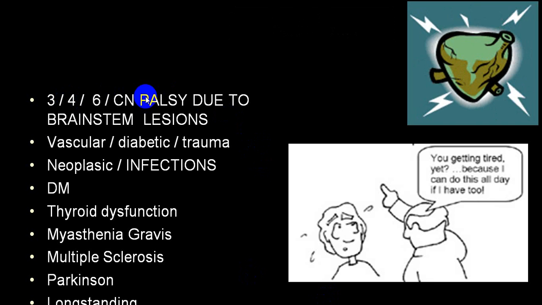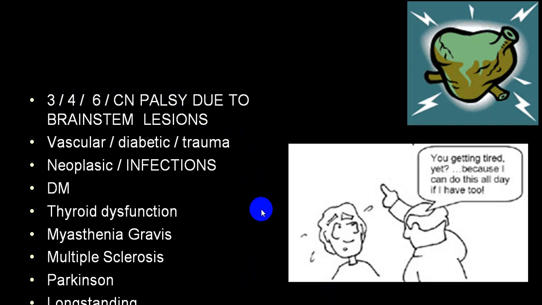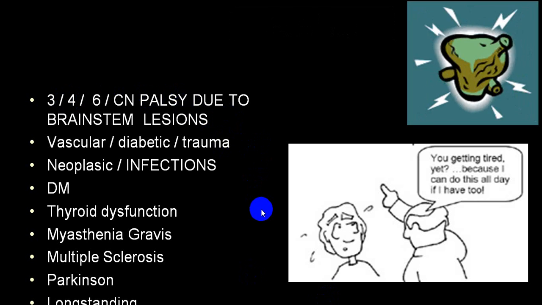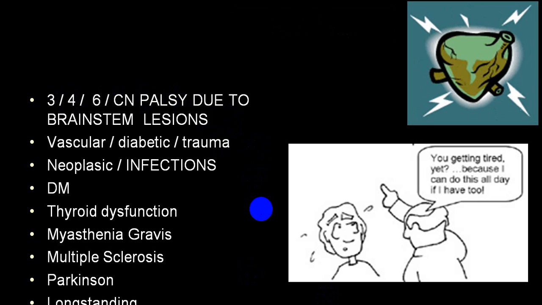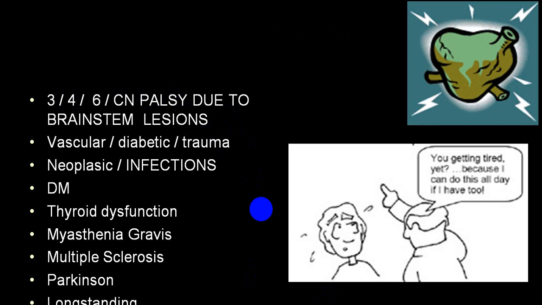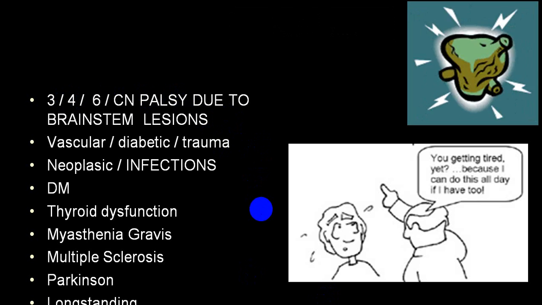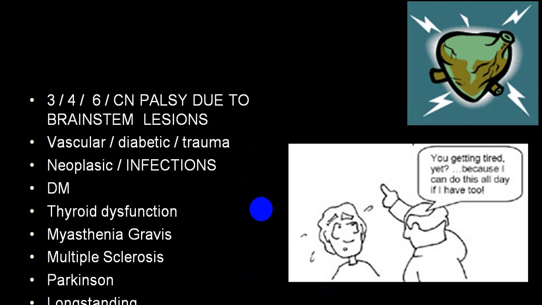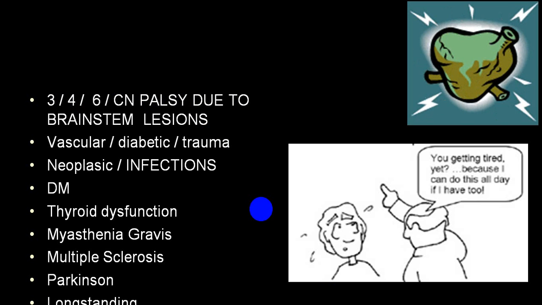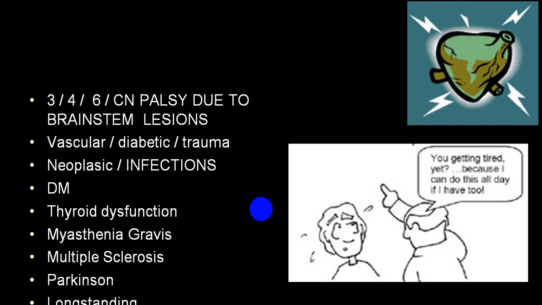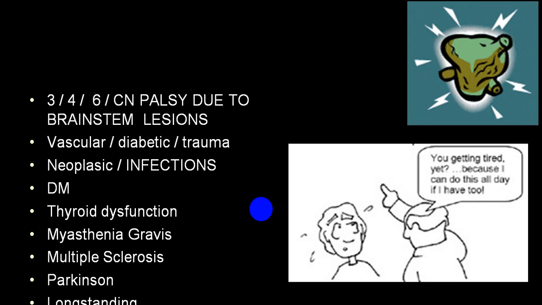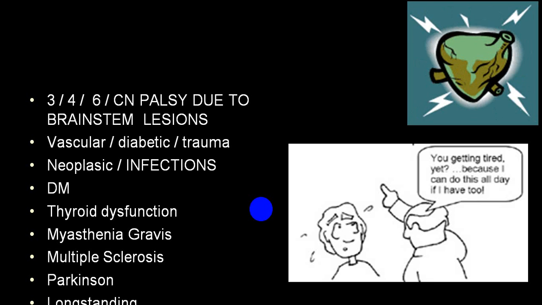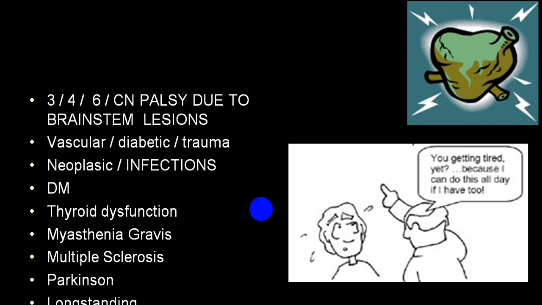So third, fourth, sixth cranial nerve palsy, we already mentioned it can be supranuclear, nuclear, or infranuclear. The damage to the brainstem can be because of vascular, can be traumatic, can be neoplastic, can be infection. Also, you can have damage because of diabetes. Thyroid dysfunction can produce damage to the extraocular muscle. Myasthenia gravis can also affect the myoneural junction, producing a weakness in the muscle.